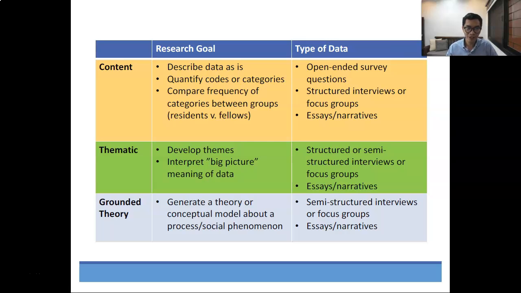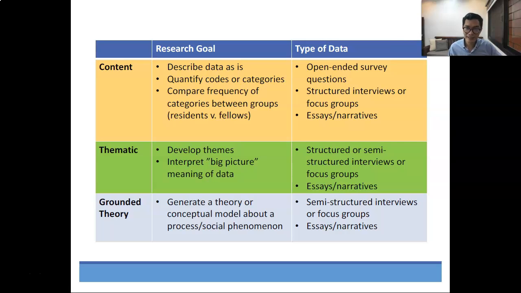So if your research goal is to describe the data as is, or to quantify codes or categories, or even to compare frequency, then the best approach is content analysis. And how will you get the data? Well, you can have open-ended survey questions, even interviews, FGDs, and even essays or narratives.